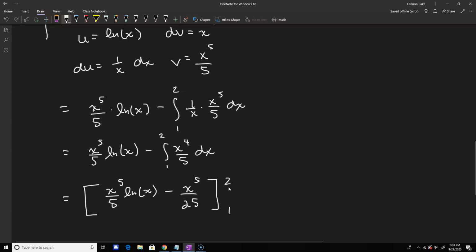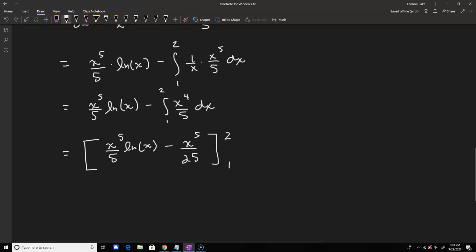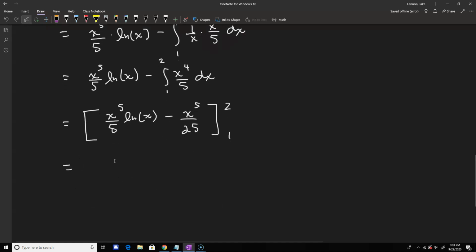So then we want to plug in both of those values. I went ahead and did that in the calculator, so we get about 3.156 minus negative 0.04, and that comes out to be about 3.196. So that is the final answer there for part B.